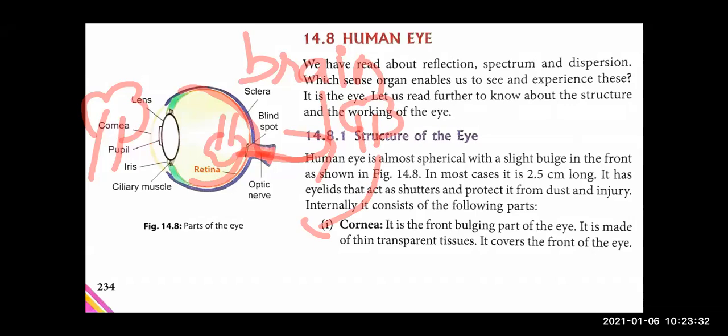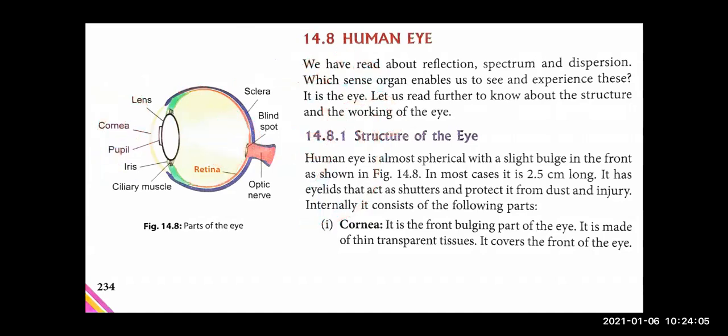The image of the object which is formed on retina is inverted. It is very small. Now that image is carried by the optic nerves from retina to brain. Then the brain reads it, it interprets it, and then it makes it erect. And then the erect image is sensed by us. Right, children? So these are your optic nerves.